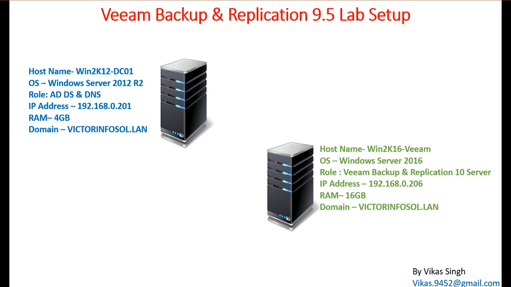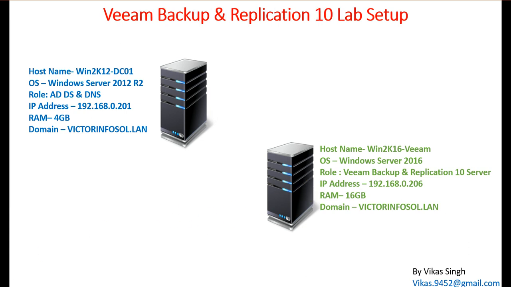Here is my lab environment. I'm going to start with two machines only. The first machine is my Active Directory server itself, which is my domain controller and DNS server, and my domain name is victorinfosol.lan, you can see. The second server is Win2k16 Veeam, which is a Windows Server 2016 server, and this server is going to be installed with the Veeam Backup and Replication 10 server. The IP address is 192.168.0.206, and it has 6 gig of memory and is joined to my domain.